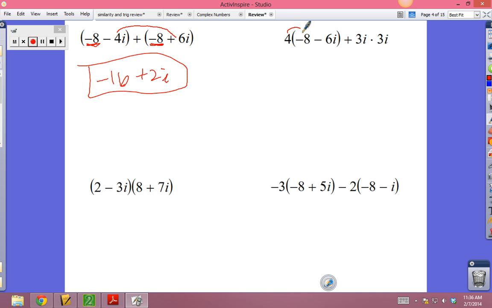This one, I got to multiply both of these by 4. 4 times negative 8 is negative 32. 4 times negative 6i, that's going to be negative 24i. 3i times 3i. 3 times 3 is 9, but I times I is a negative 1. So now combine your reals, a negative 32 and a negative 9. Negative 41 reals, negative 24 imaginaries.